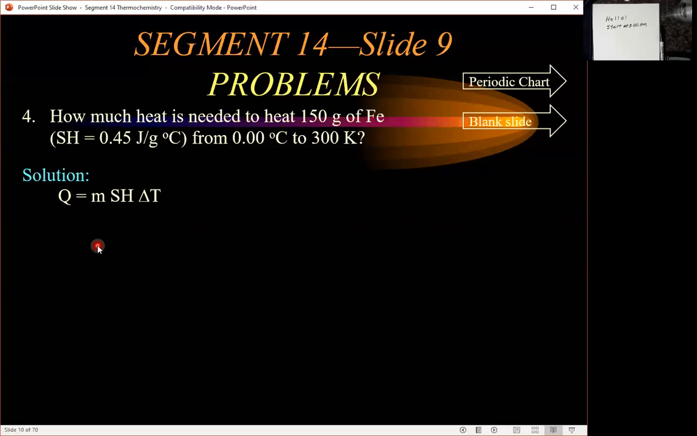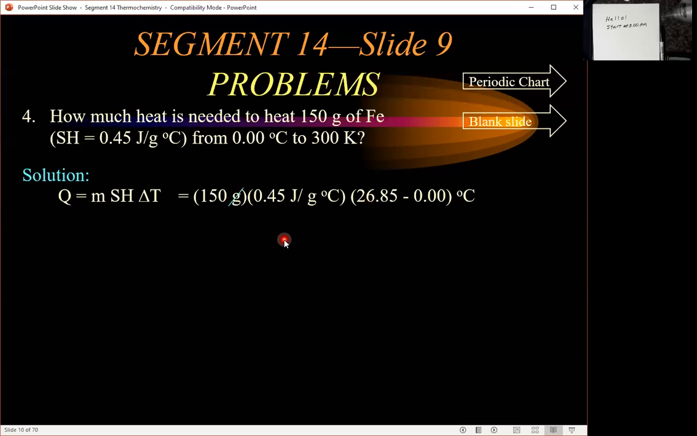Okay, we have to be a little careful with our math. Mass times specific heat times temperature change. The mass is 150 grams. The specific heat capacity is 0.45 joules per gram per degree. The temperature change, I have to put in Celsius because this heat capacity is in Celsius. So the small number is 0. The big number in Celsius: just subtract 273.15, and you get 26.85 as the Celsius temperature.